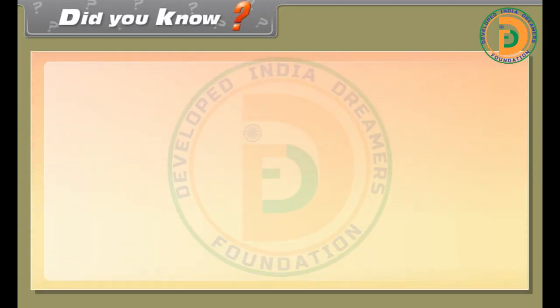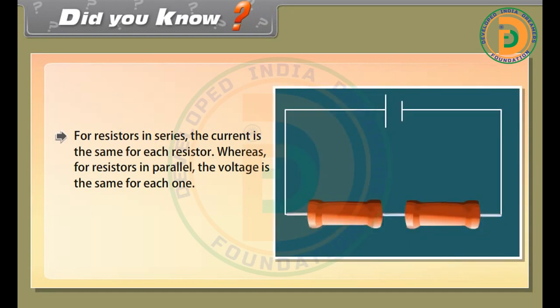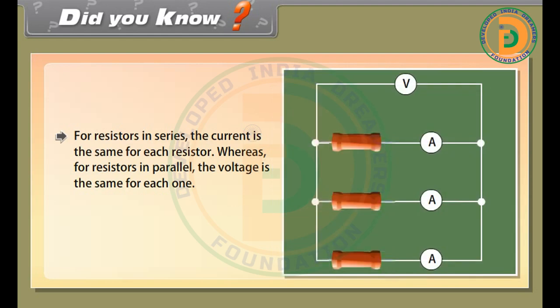Did you know? For resistors in series, the current is the same for each resistor, whereas for resistors in parallel, the voltage is the same for each one. Heating effect of electric current.